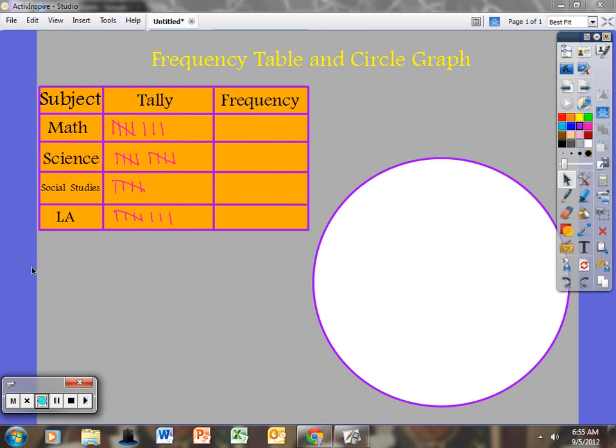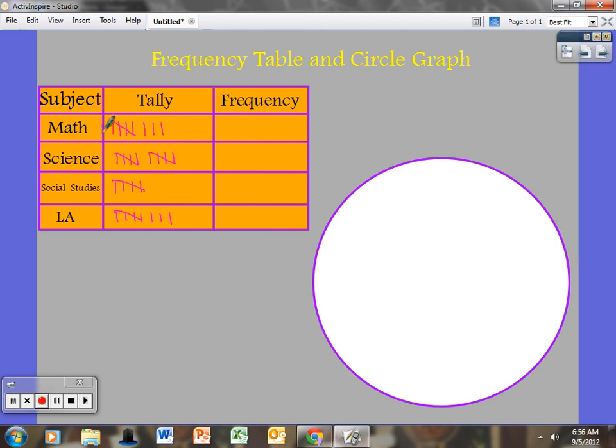Today we'll talk about how to take information from a frequency table and convert it into information you can use on a circle graph, so that the information communicates with each other and there's a connection between the two. I've constructed a generic frequency table here. We have subjects, tally marks, and frequency, or the number of times something occurs.